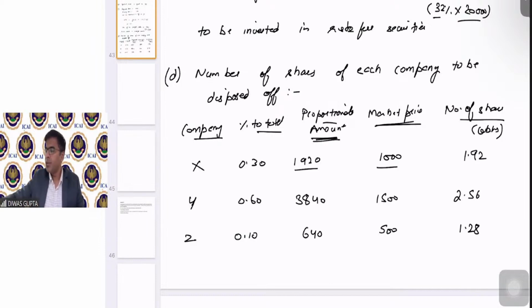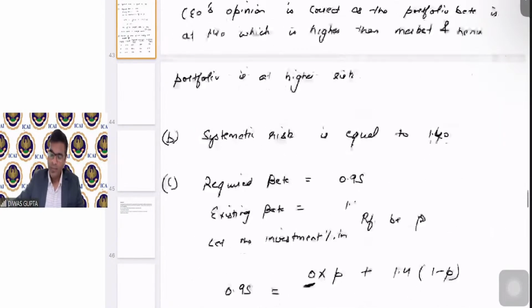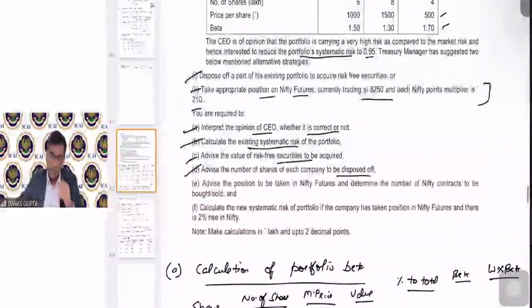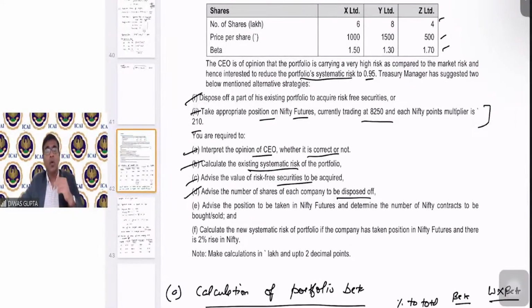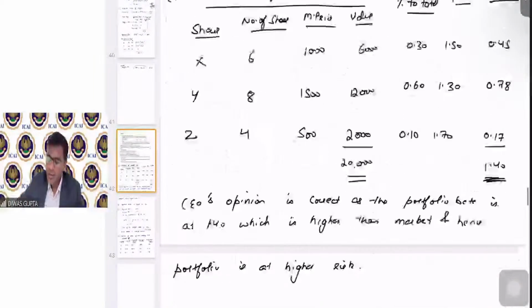Now let's come to the next part. E part: advise the position to be taken in Nifty futures and determine the number of Nifty contracts to be bought or sold. Now it is asking us that out of the two alternatives, there was a second alternative in which we will take Nifty futures. Now, what is this exactly? I'll tell you.